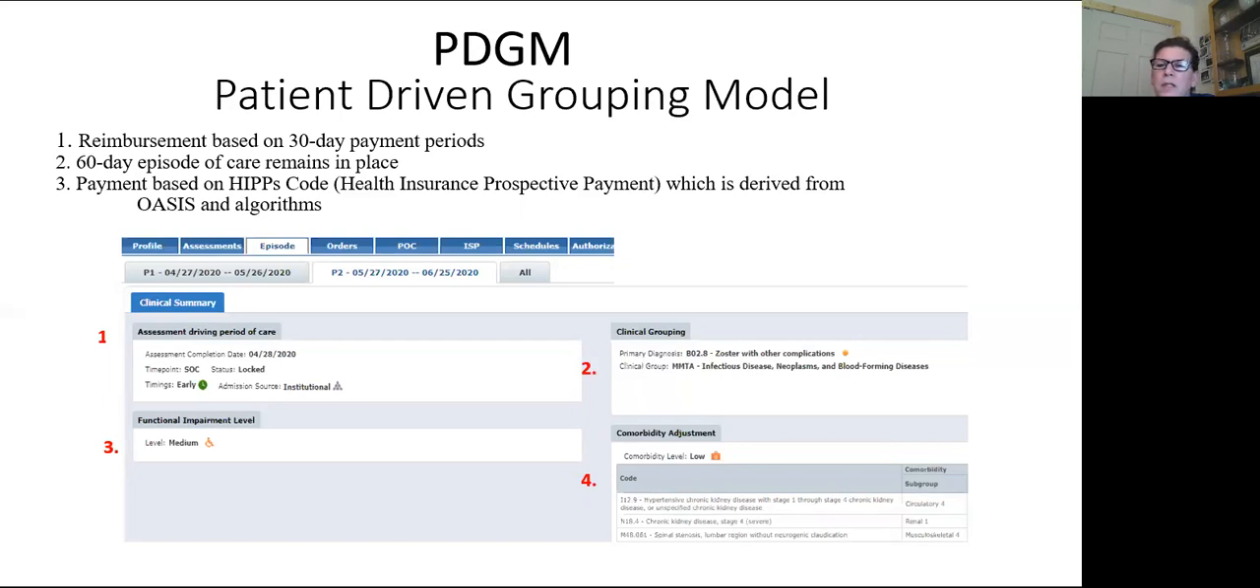With the PDGM, it's still a 60-day episode, but it remains divided now into 2 30-day periods. Each of these 30-day periods is also subject to a LUPA adjustment. The LUPA adjustment ranges anywhere from 2 to 6 visits in any 30-day period. The reimbursements now are divided into 4 smaller payments. So if the patient has visits in both 30-day periods, then each 30-day period will have a RAP and a final. There are also different LUPA thresholds in each of those 30 days.